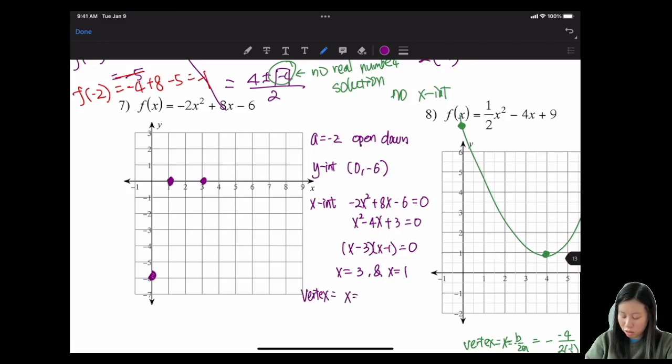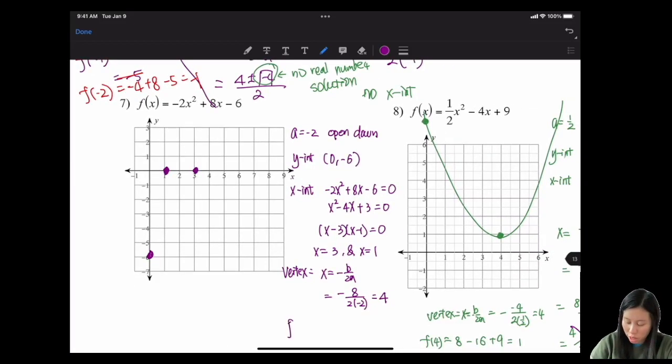The vertex is x equals negative b over 2a. So b equals 8, over 2 times negative 2, which gives you a positive number, 4. So f of 4 equals negative 2 times 16 squared. 4 squared, not 16 squared. So negative 2 times 16 equals negative 32, plus 32. No, 16 times 2. Yeah, 32. I'm sorry. I wrote it right, but I don't know why I did it wrong. This is negative 6. So the vertex should be 4 and then negative 6.